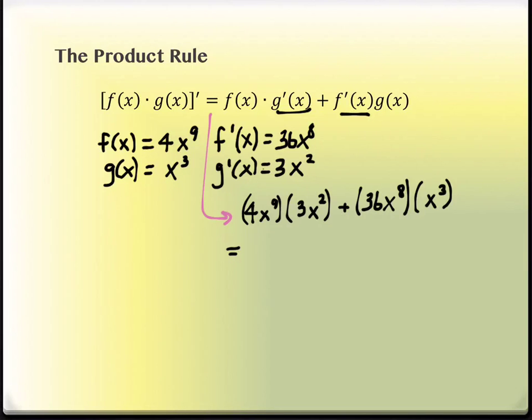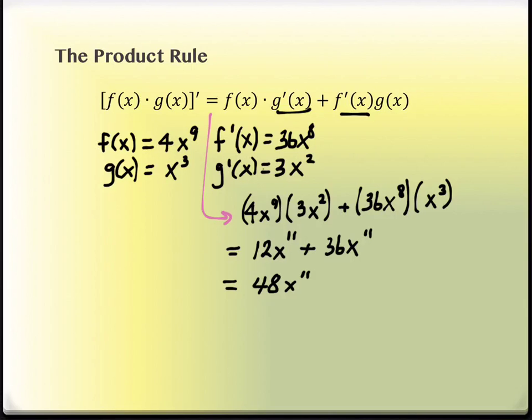All right, so 4x to the 9th times 3x squared is what? 12x to the 11th plus, what is 36x to the 8th times x cubed? 36x to the 11th. What happens when we add 12x to the 11th plus 36x to the 11th? Okay, was that what it was supposed to be? Whew, that's good. We didn't make a mistake. It really worked. So we're going to do some examples now.